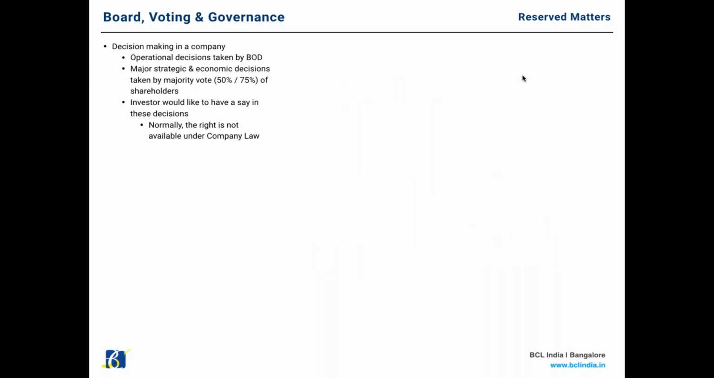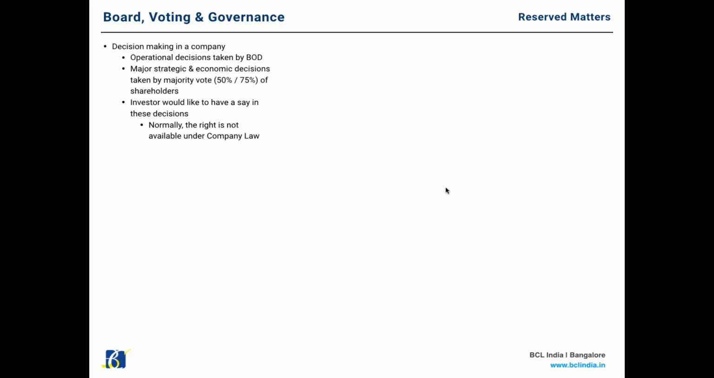The next point that we go to is reserve matters. To understand how reserve matters work, let's understand how corporate governance works. Most of the day-to-day decisions are taken by the directors of the company. Major decisions in the company, any strategic or economic decision, are taken by the shareholders, where we have the ordinary resolution, which needs 50% majority, and the special resolution, which needs 75% majority.